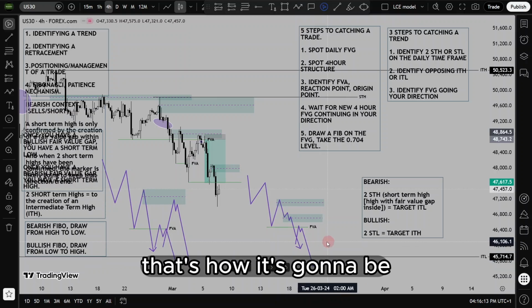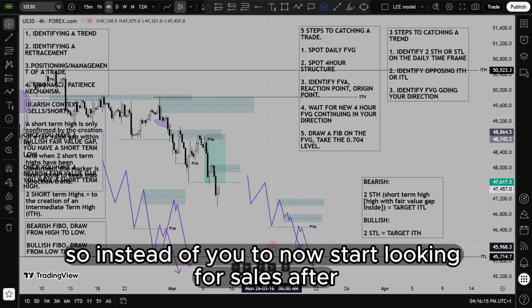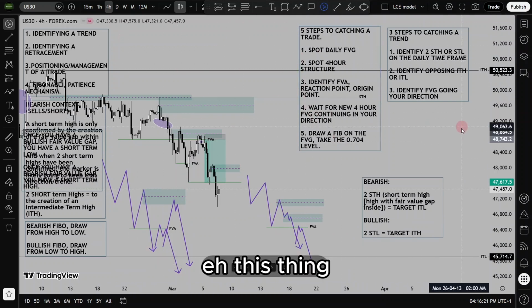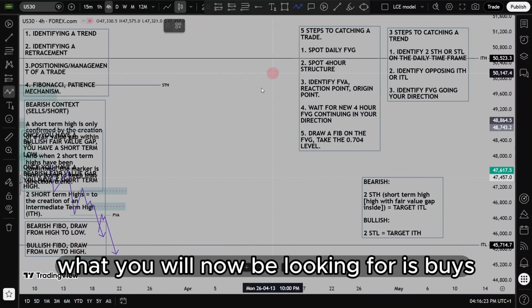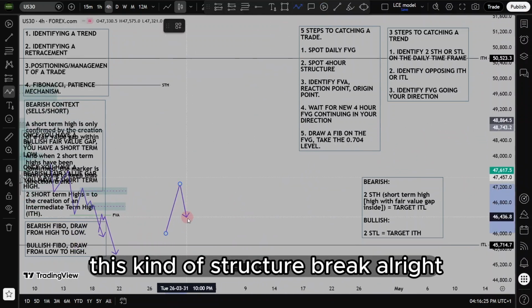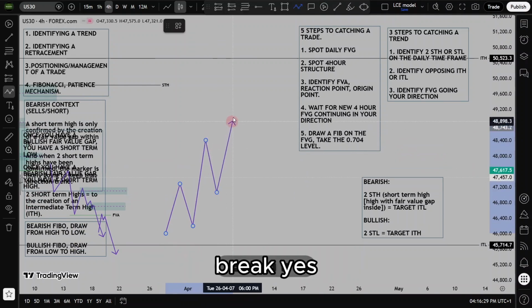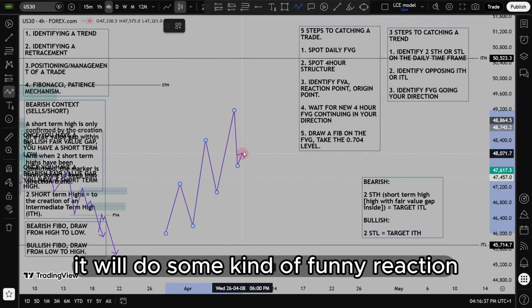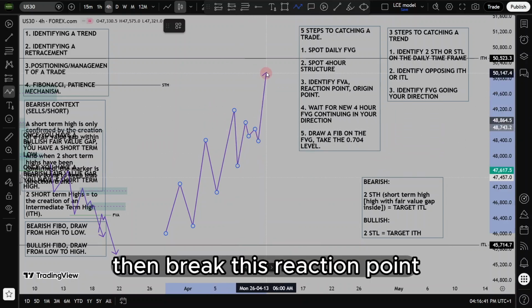That's how it's going to be. So instead of looking for sales on the daily time frame, price has created this thing. What you will now be looking for is buys, this kind of structure, break. All right, break, or it does something like this before it breaks again. It will do some kind of funny reaction, then break.